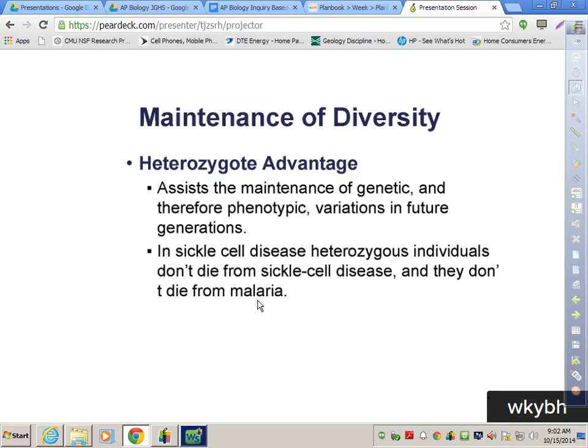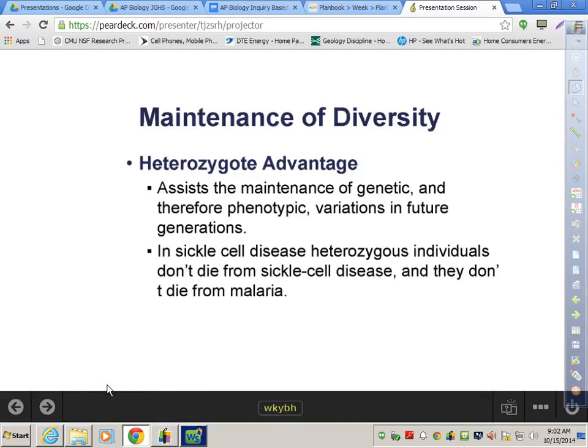Now in sickle cell disease, heterozygote individuals don't die from sickle cell disease, and they don't die from malaria. So that's another way that it can help us in that case alone. Not only can it be masked and provide that variety for later, sometimes it helps us. Literally a hybrid, right?